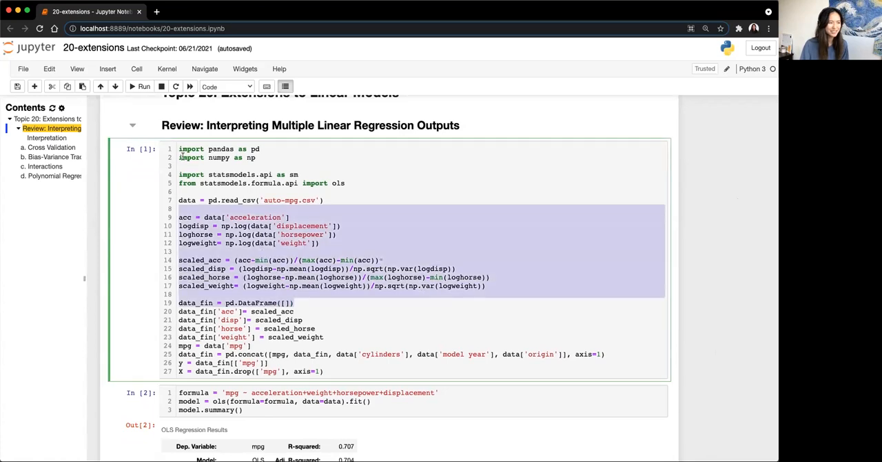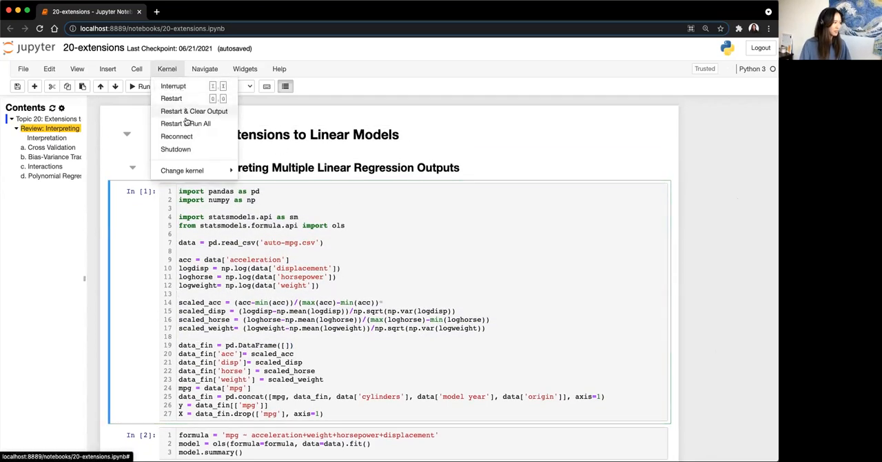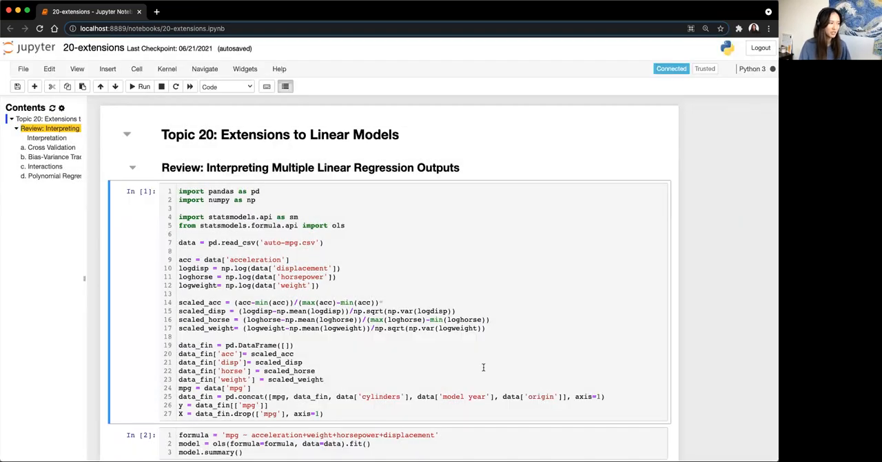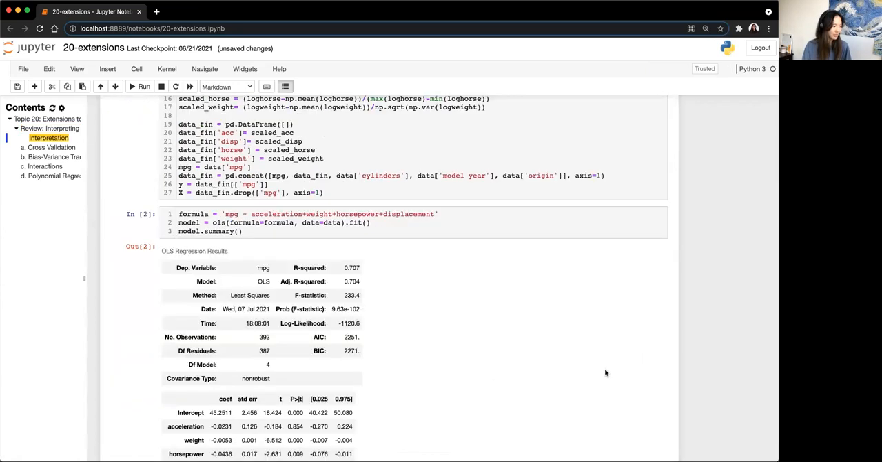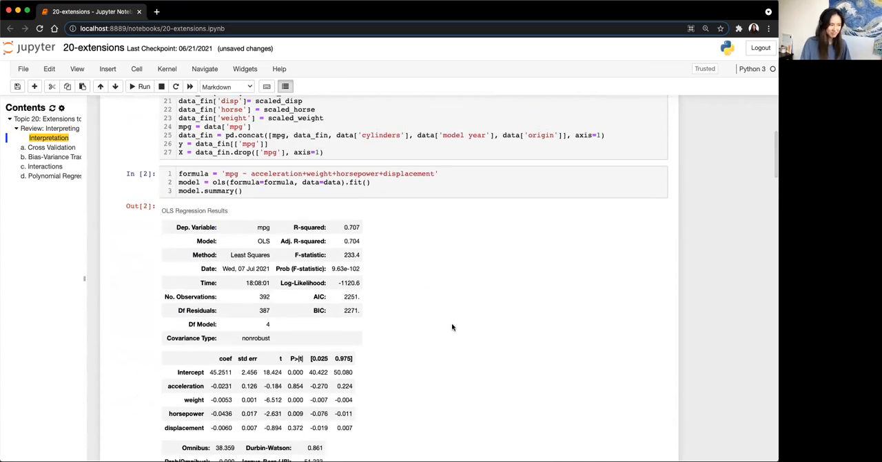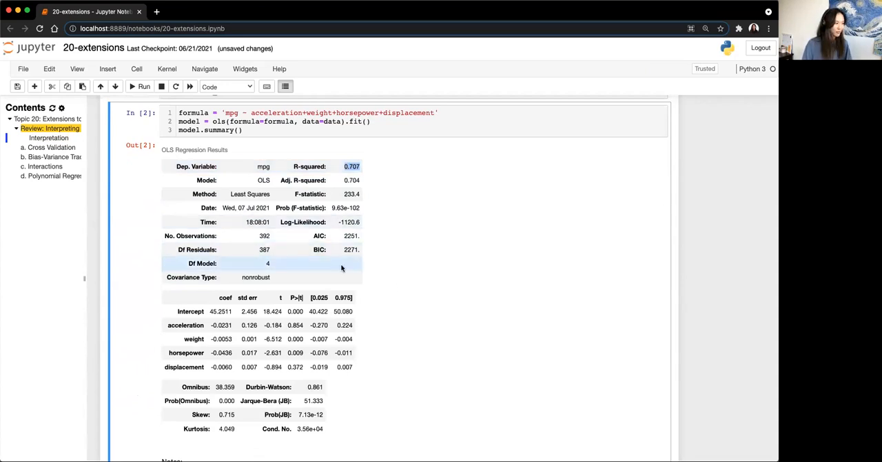So here, I actually just copied this from our last study group. Let me just clear all of this first. Our miles per gallon data set. This one has a bunch of random transformations being done. And with that, we have our summary. So here, just an example again, we have our R squared. Again, very important to remember, 0.707 is just saying that 70.7% of the variance in our miles per gallon is explained by these independent variables.